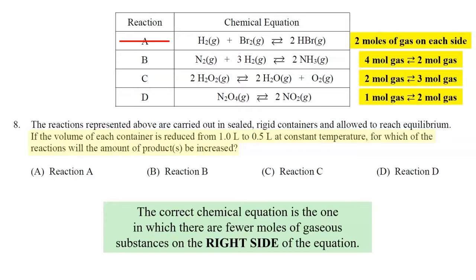So now we can see that the correct answer to question 8 is choice B, because it's the only one in which we have fewer moles of the gaseous substances on the right side of the equation. So when the volume of the container is reduced, then there will be a shift toward that side of the equation that has fewer moles of gas, which would be the right side or the product side of the equation. So the correct answer to question 8 is choice B.